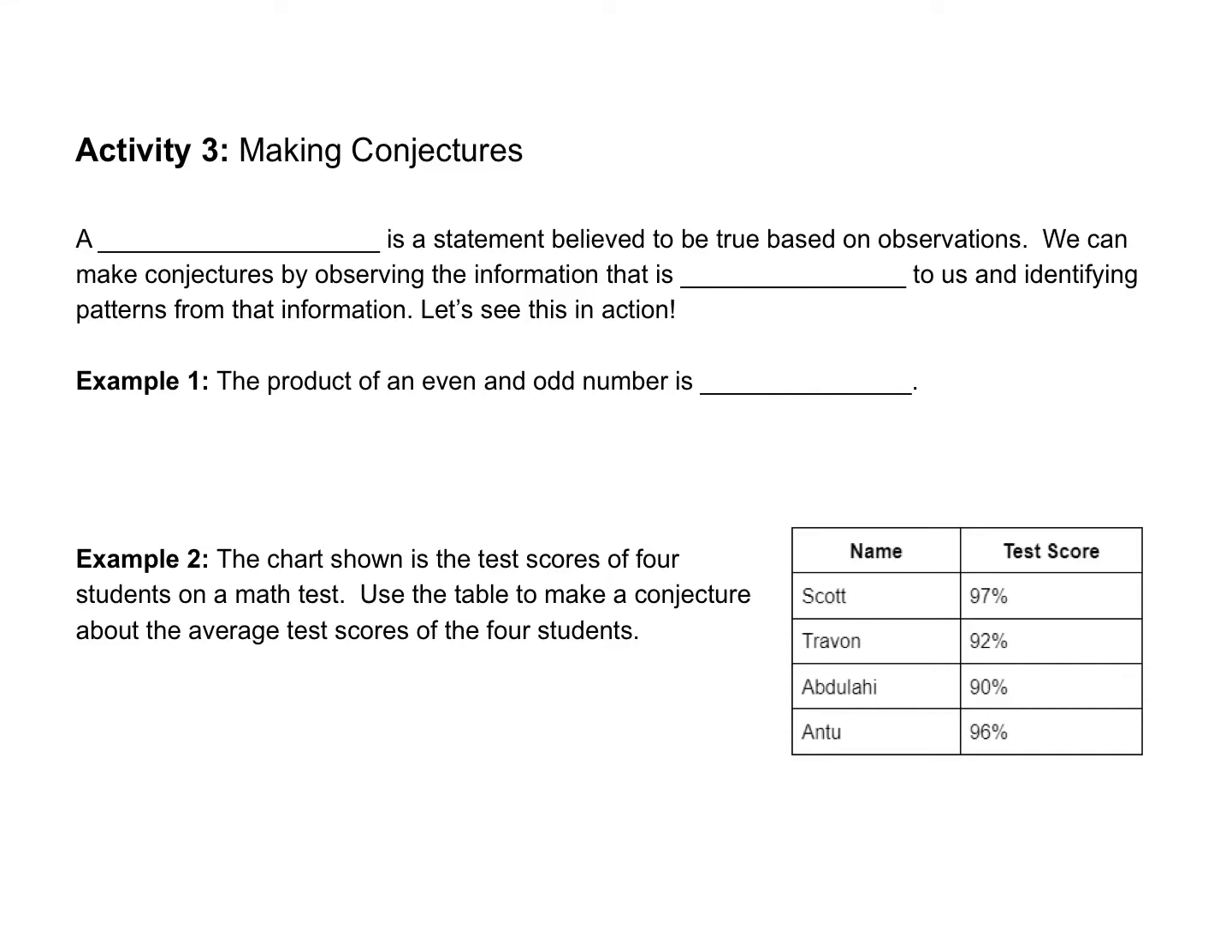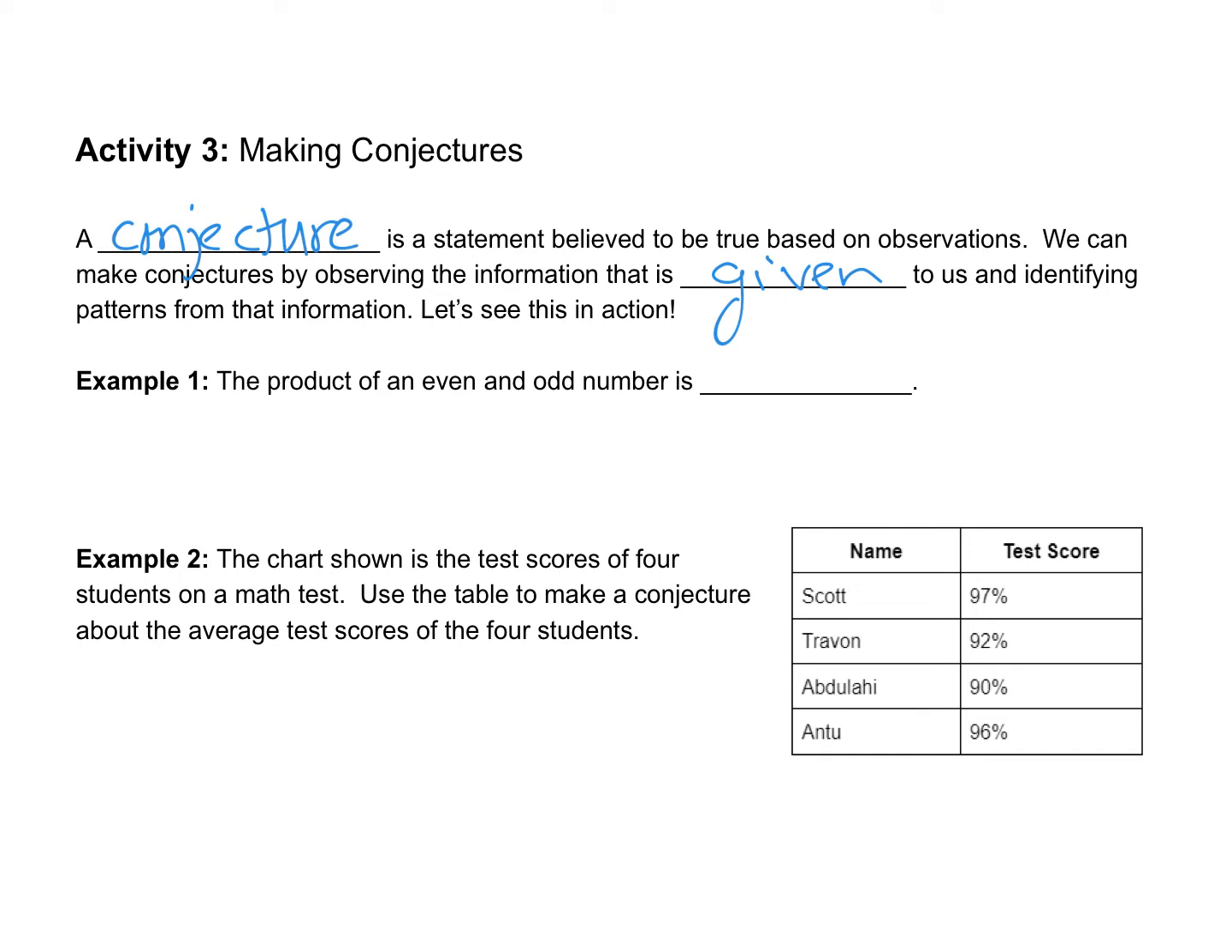Activity 3, making conjectures. A conjecture is a statement believed to be true based on observations. We can make conjectures by observing the information that is given to us and identifying patterns from that information. Let's see this in action.